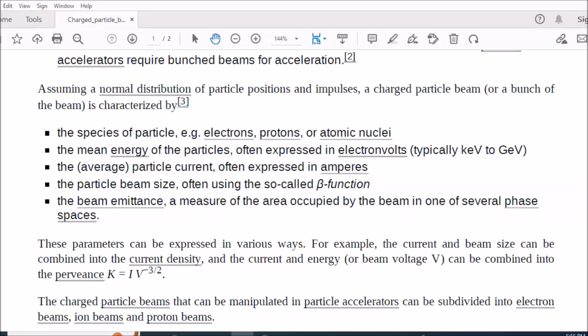Now, this is the particle current. This is how the electricity moves. It kind of moves in a wavelength-like structure, and it's often expressed in amperes. The particle beam size, often using the so-called B function.